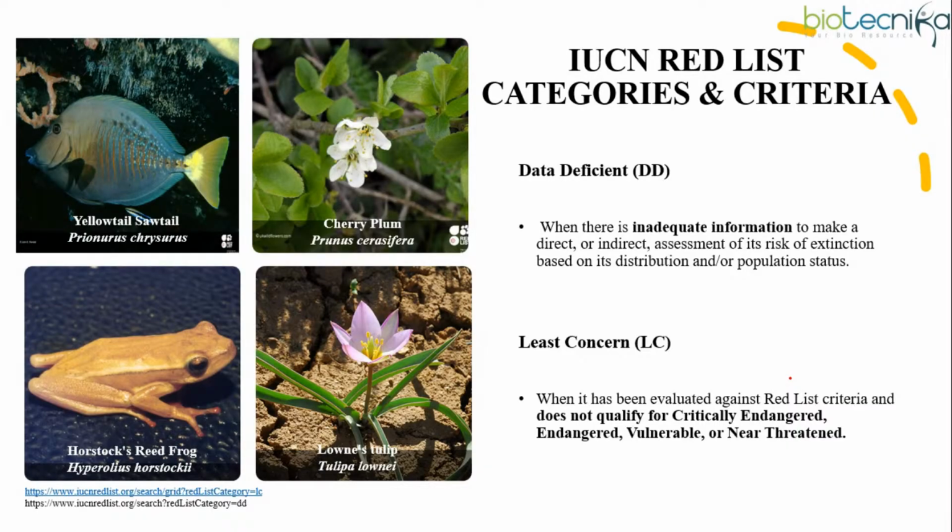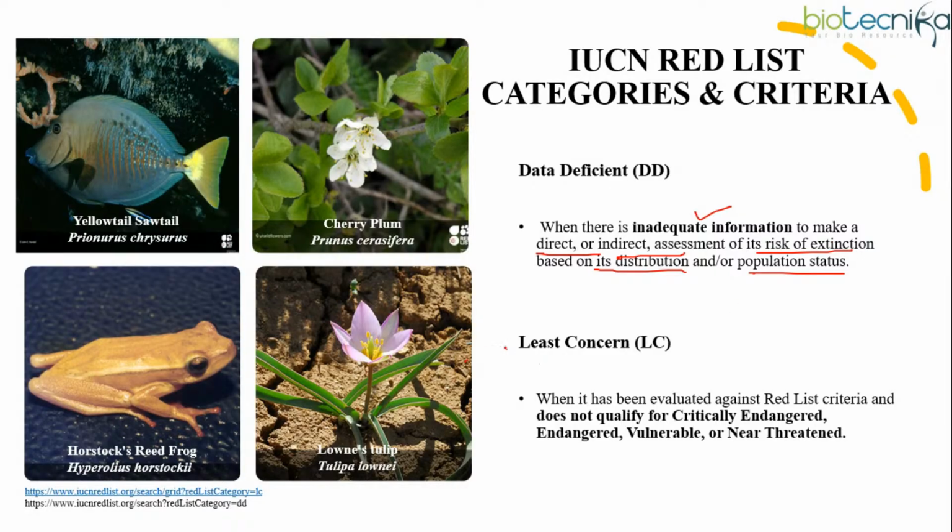So data deficient means when there is inadequate information about a species. When the data is deficient, you cannot make any kind of decision, like whether that species has to be put under endangered or vulnerable. We don't have the complete data about the risk of extinction, right? So when there is inadequate information to make a direct or indirect assessment of its risk of extinction based on its distribution or population status, that is data deficient.